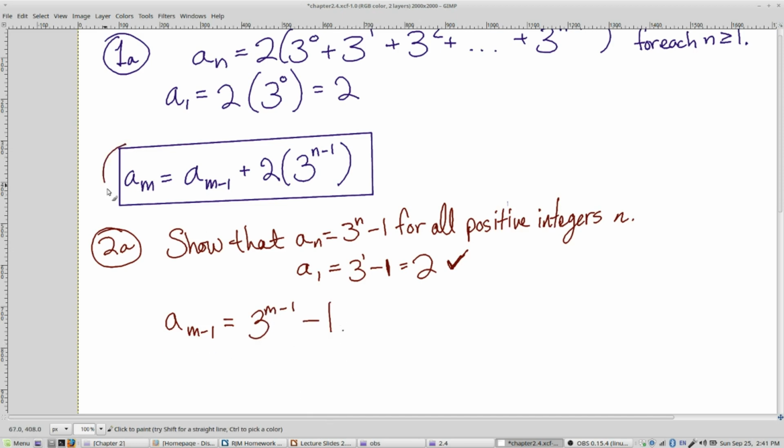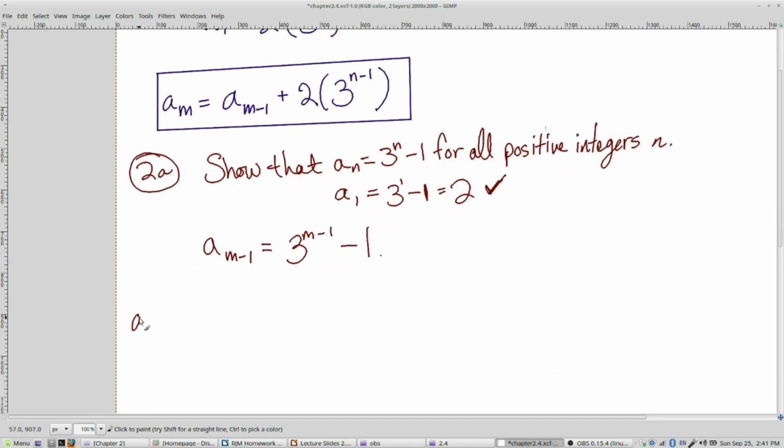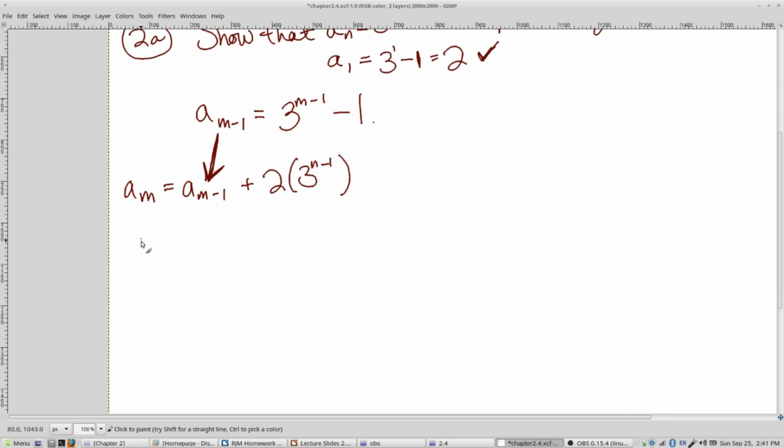Now we look at the recursive formula again. So the recursive formula is a sub m is equal to a sub m-1 plus 2 times 3 to the m-1. So this is the closed formula that we've plugged m minus 1 into, and now we're going to plug it into the recursive formula now that we've found this value. So once we put this all together, we get a sub m is equal to 3 to the m-1 minus 1 plus 2 times 3 to the m-1.